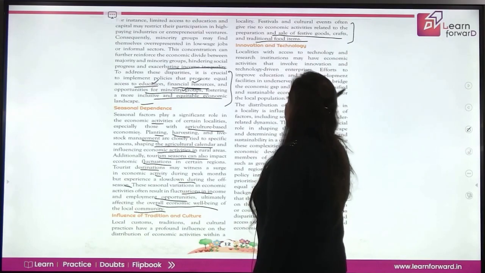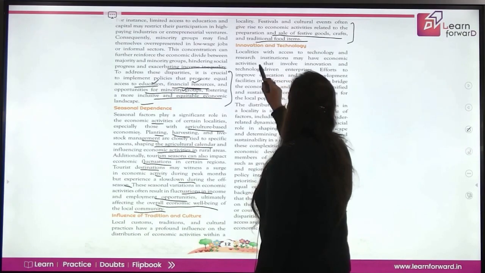Now, innovation and technology. Localities with access to technology and research institutions may have economic activities that involve innovation and technology driven enterprises.